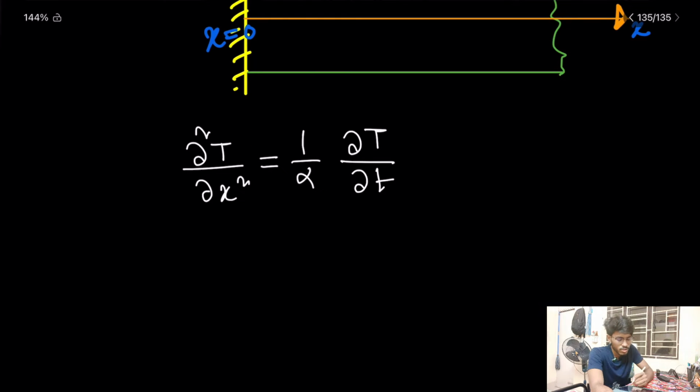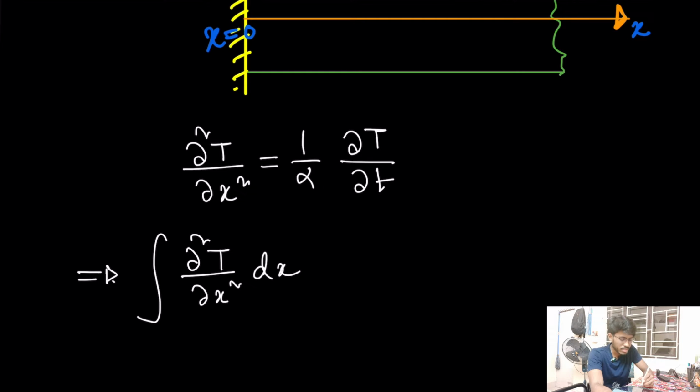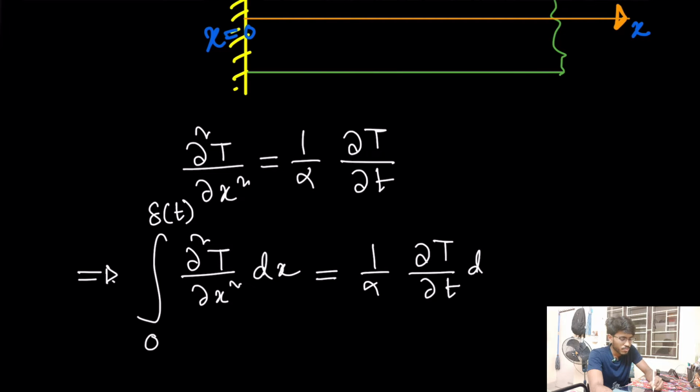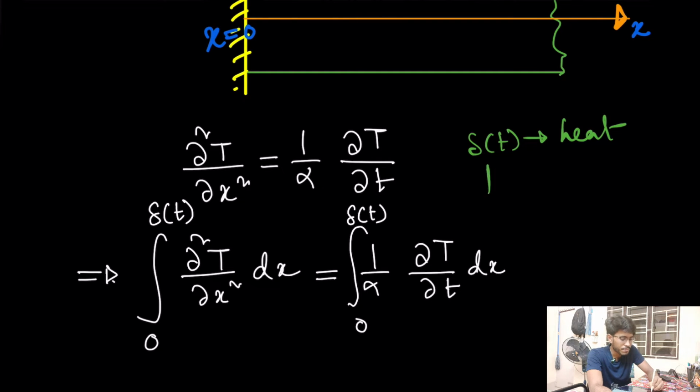So what we will do, we will integrate over x from 0 to delta. So this delta is a function of time. Again we will do the same integration for this also. Now what is this delta? This delta t is heat penetration depth at time t.